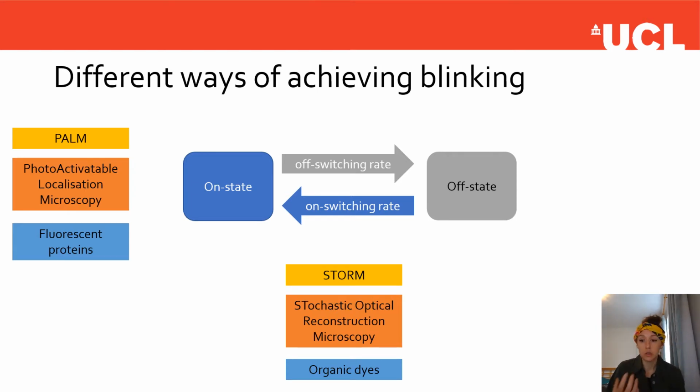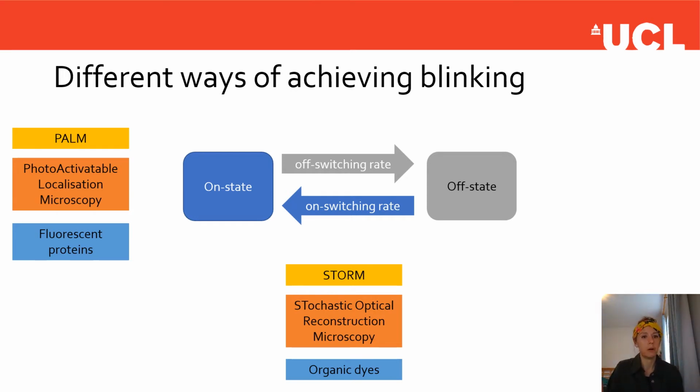Another method is STORM, stochastic optical reconstruction microscopy. In this case, you don't have fluorescent proteins with an on state and an off state. You have organic dyes, such as the Alexa Fluor dyes, that can go between off states and on states.